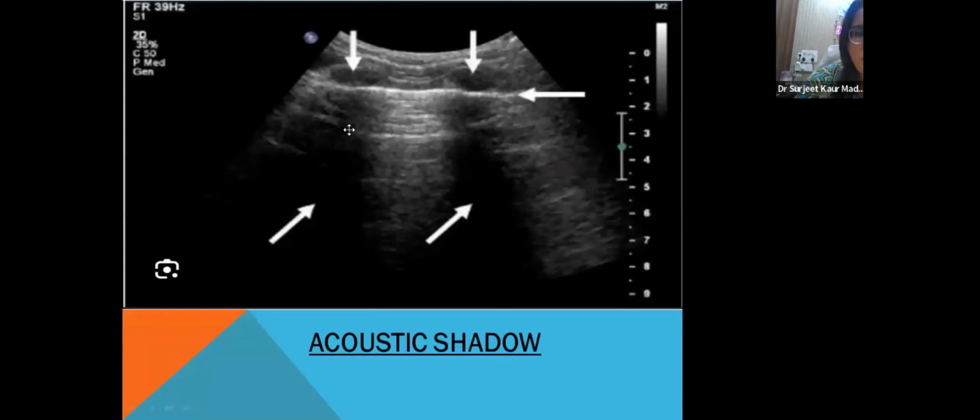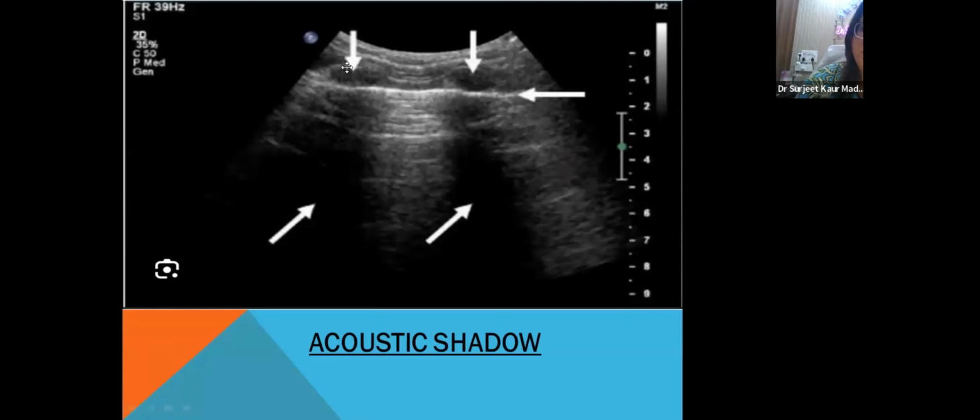So just concentrate on this black area. This is called acoustic shadow. When you do a scan, these are the ribs. These I showed you previously. These are black anechoic areas. These are ribs. This in between is a pleural line. This black area below the ribs is called acoustic shadow.